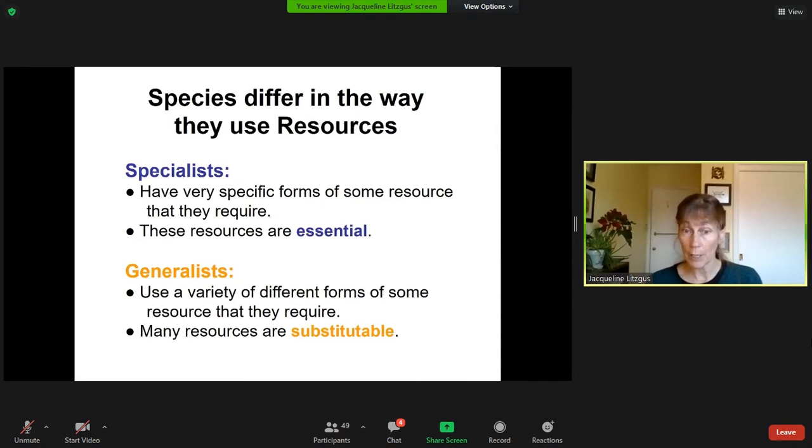So those resources are considered essential. There's no other plant or form of food that can substitute, right? Those are essential. They have to have that one. In contrast, you have generalists. These are the ones with a broad niche, and they can use a variety of different forms of some resource. That means that resources are substitutable. If one's not present, they can just switch to another, right? So again, specialists versus generalists.